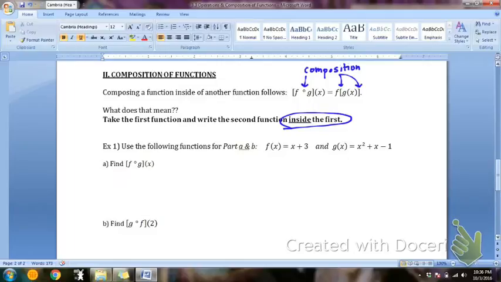Let's take a look at this first example. Example A says find f composed with g of x. That just means we're going to leave it in terms of x. So the first thing to do is to look, we have been given two functions, f and g over here. Because they gave me f first in the problem, I'm going to start with the f function. So I'm going to start with f. My f function is x plus 3.